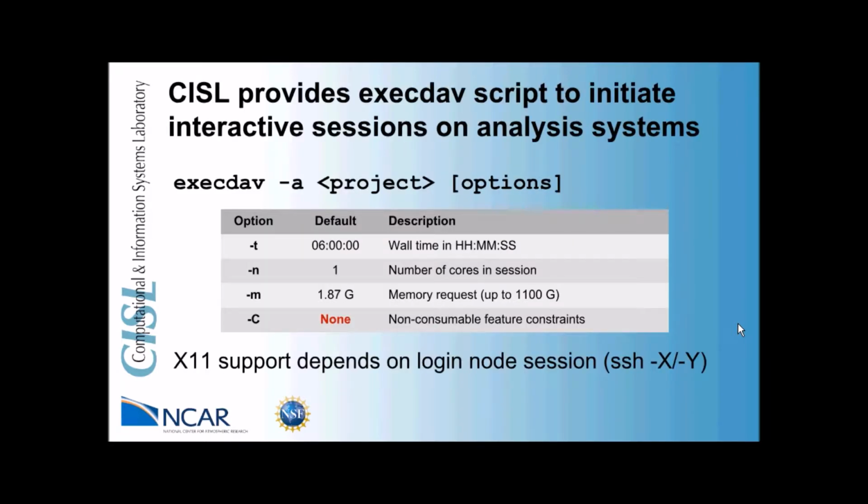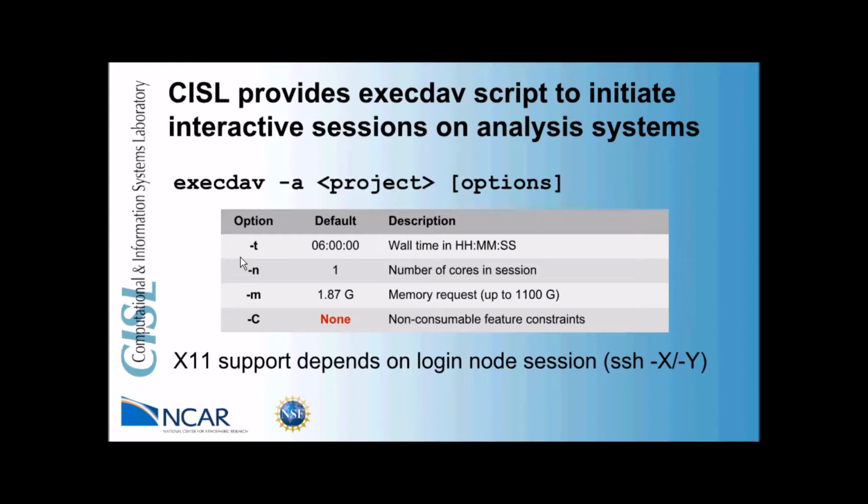So as before, we're providing this helper script to initiate interactive sessions on the analysis systems. Currently, we have execdav, execga, GY, and execca for Geyser and Caldera. We're not doing a specific one for Casper because, again, we want to get towards a more resource-focused model here, I think. So you can use execdav to get on any of them. The basic syntax here is you run execdav -a and then give your project or account code.